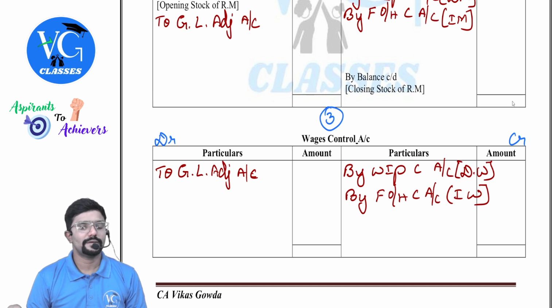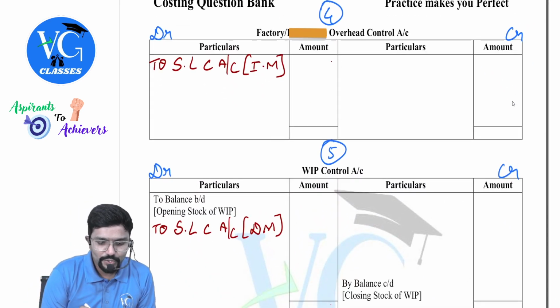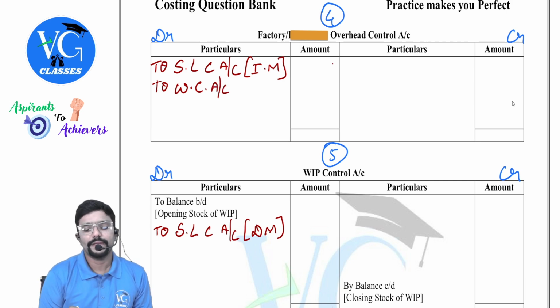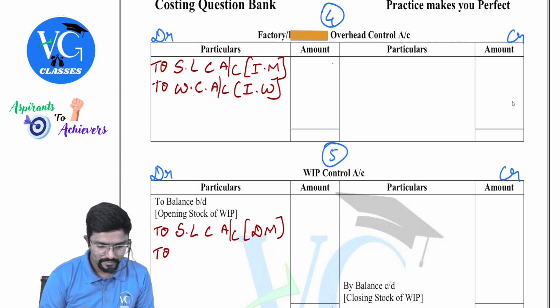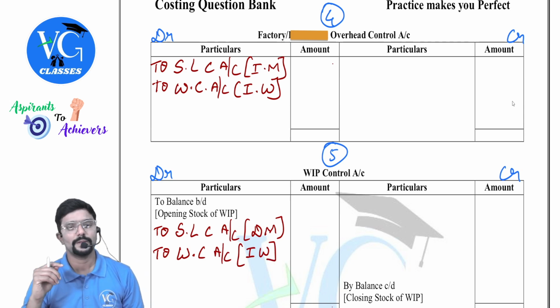Direct wages, indirect wages. Go to the respective accounts and receive it. Factory, to wages control account. Indirect wages. Also post it to WIP control account. Wages control account. Indirect wages.